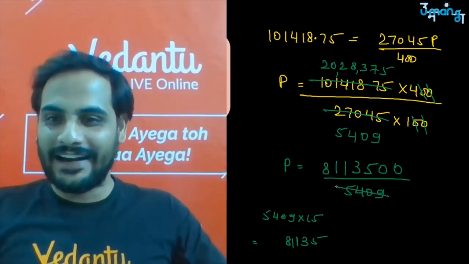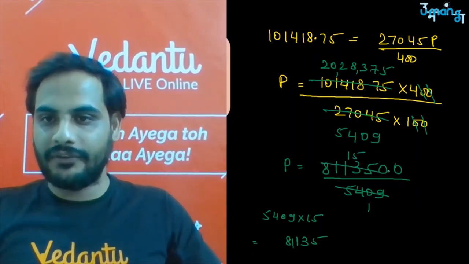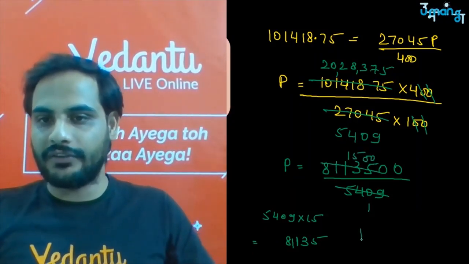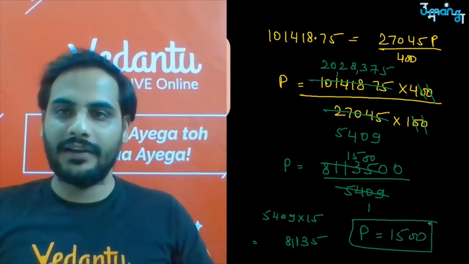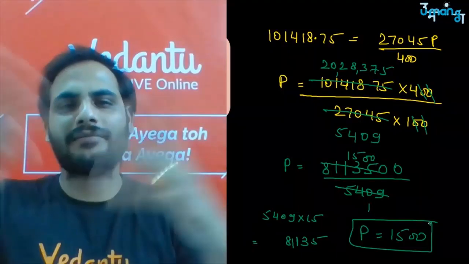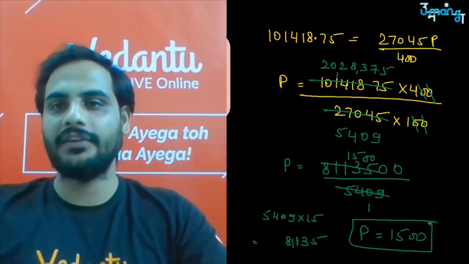Correct? So it will directly get cancelled as 5409 and it is 15. So 1500 times, because two zeros are also there at the end. So I guess P is equal to rupees 1500. Okay? Very lengthy calculation, but don't worry, calculation can be done. The main thing is to understand the concept.